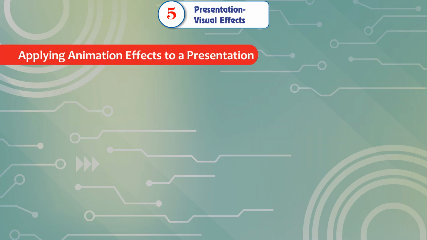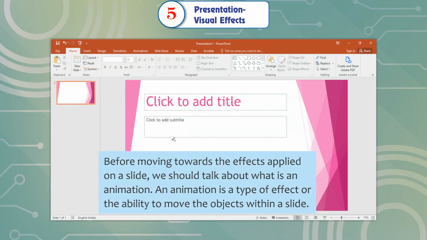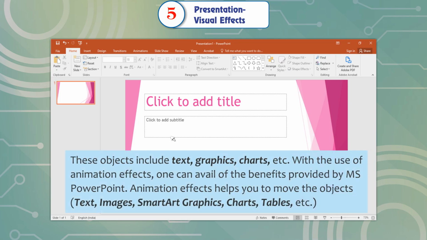Applying animation effects to a presentation. Before moving towards the effects applied on a slide, we should talk about what is an animation. An animation is a type of effect or the ability to move the objects within a slide. These objects include text, graphics, charts, etc. With the use of animation effects, one can avail of the benefit provided by MS PowerPoint.